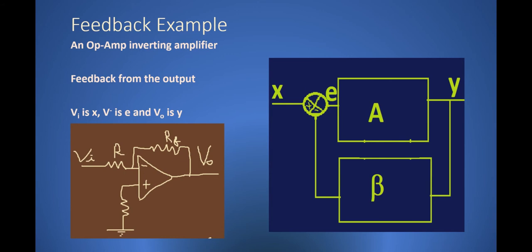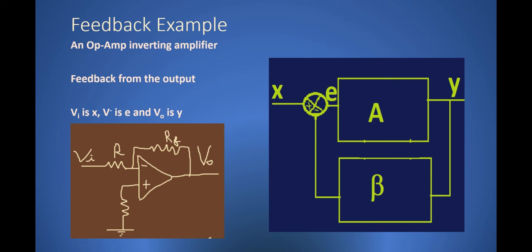So here we have an example of feedback, and that is an inverting amplifier using op amp. So when we compare these two blocks, we can see that Vi is the input, so Vi corresponds to X. V minus is the input to the block A, so V minus corresponds to E, and V naught is the output, which corresponds to Y. So this is the correspondence between these two figures.